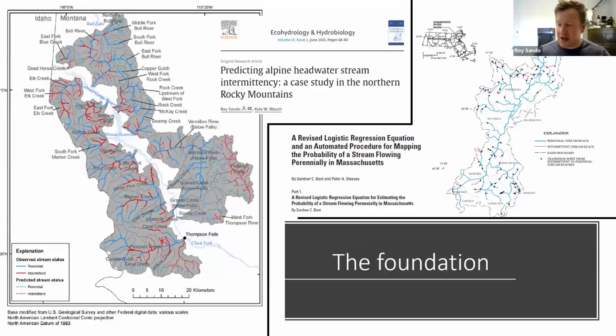A thing to note is that this wasn't just taking place in the Western US. At a similar time, our colleagues Gardner Bent and Pete Steeves over in Massachusetts had developed a logistic regression equation for estimating, actually not probability, classification of perennial and non-perennial streams in the Shawsheen River Basin in Massachusetts. So not just a Western US problem, again, a CONUS problem.